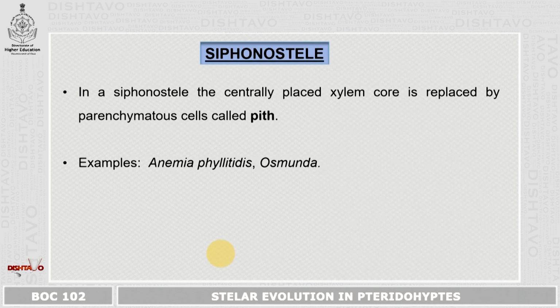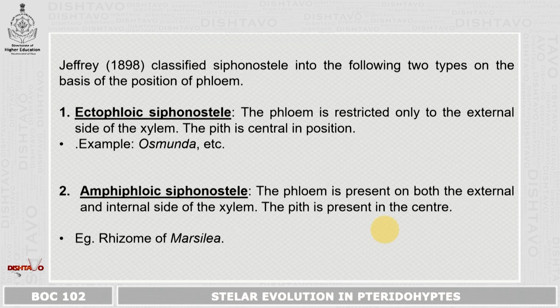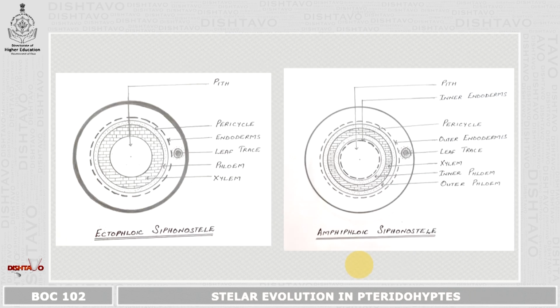Coming to siphonostele. Now, protostele did not have a pith. In siphonostele, the centrally placed xylem core is replaced with parenchymatous cells called the pith. Jeffrey classified siphonostele into two types, that is ectophloic siphonostele and amphiphloic siphonostele. In ectophloic siphonostele, the phloem is restricted only to the external side of the xylem and the pith is present in the center. Whereas in amphiphloic siphonostele, the phloem is present on both the external and internal sides of the xylem, and still the pith is present in the center. We'll look at the representation.